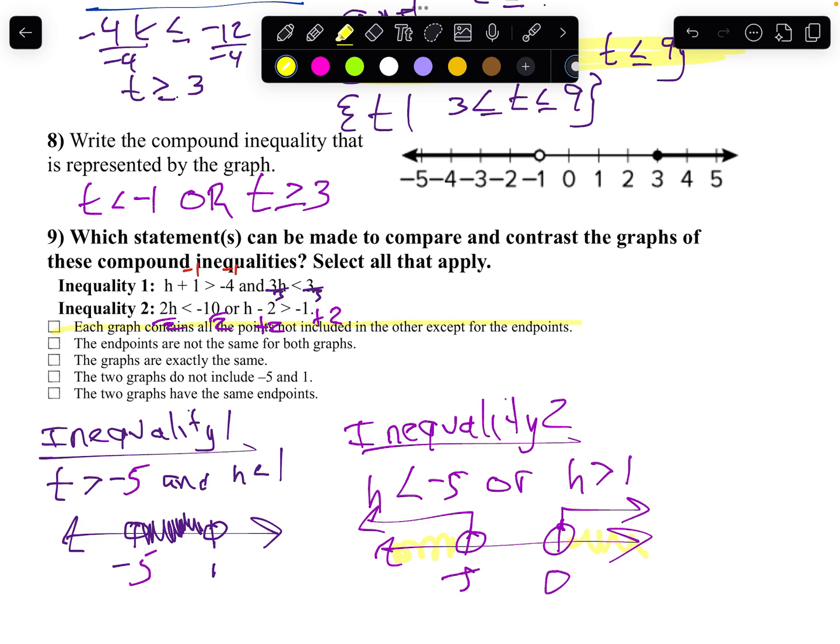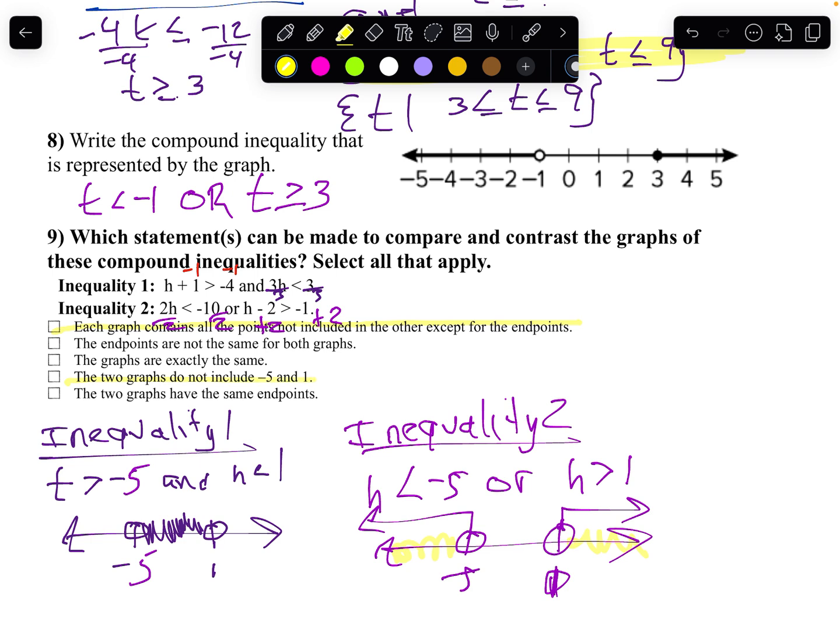The endpoints are the same because notice they're both negative 5 and 1. So don't check that one. The graphs are not exactly the same. The two graphs do not include negative 5 and 1, because I said 1, but I put 0 there, didn't I? That's supposed to be 1. Okay, the two graphs do not include negative 5 and 1, so we'll include that one.